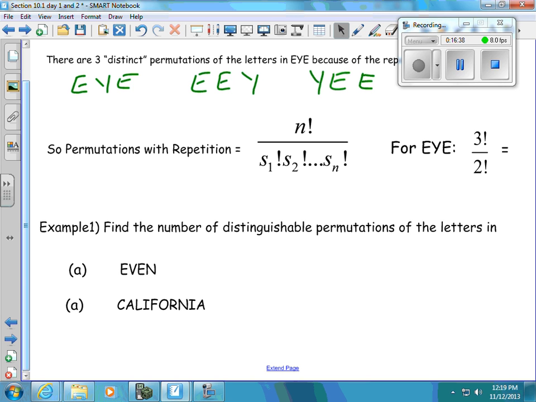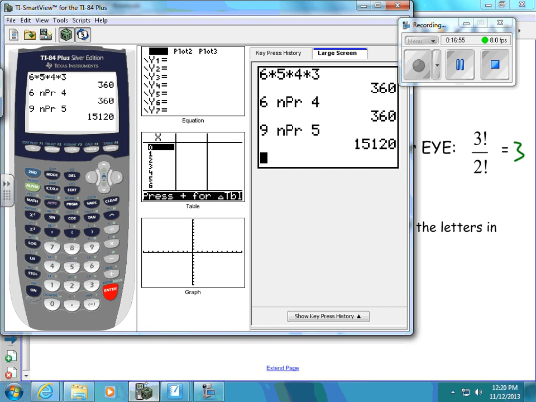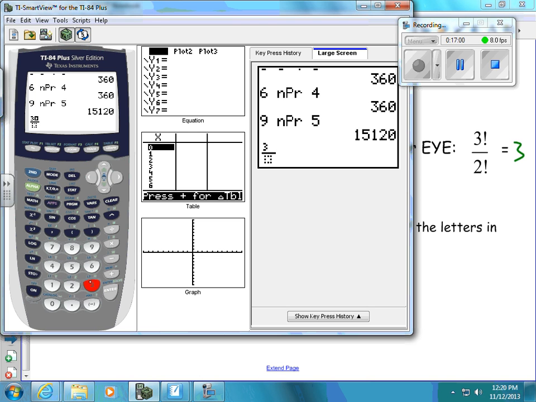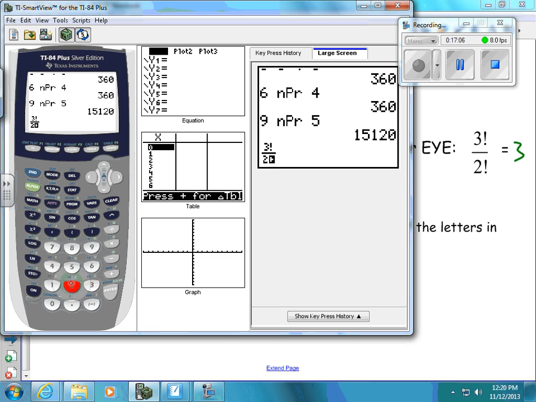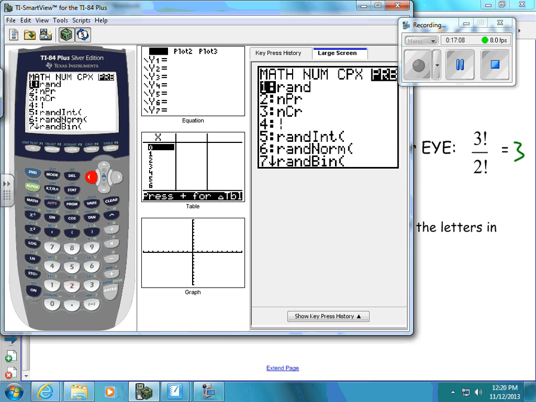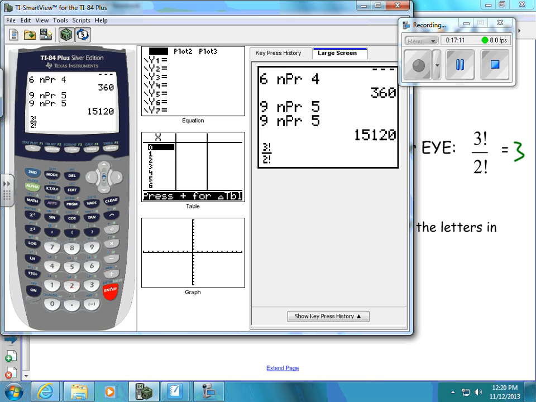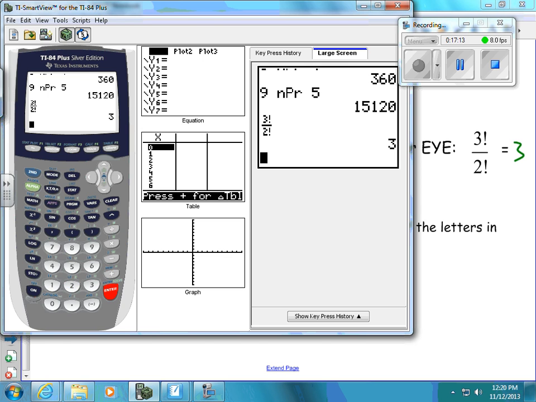So for instance, for EYE, there are three letters, so there's 3 factorial. One letter repeats twice, so it's divided by 2 factorial on the bottom. 3 factorial divided by 2 factorial, that's just 3. You can do that in your calculator. I'll show you how to do that in the calculator real quick. Actually, let's do alpha y equals, 3 math PRB 4 divided by 2 math PRB 4. Hit enter, and we get 3. So you can do it in your calculator as well.